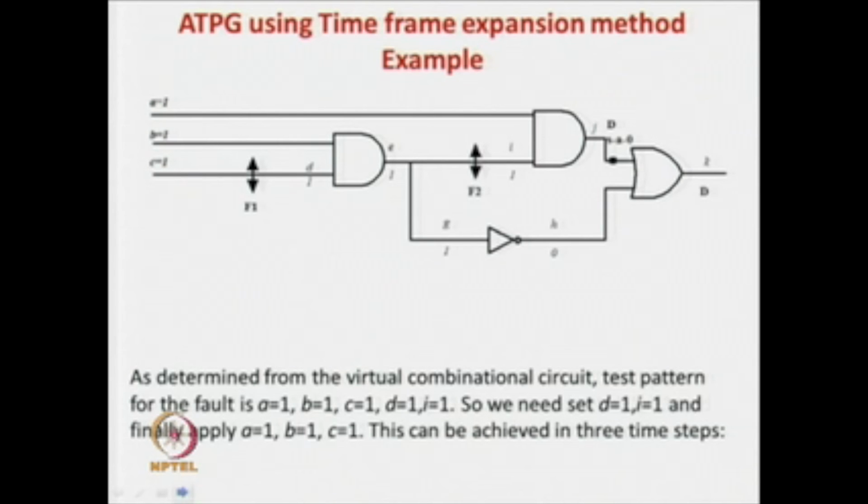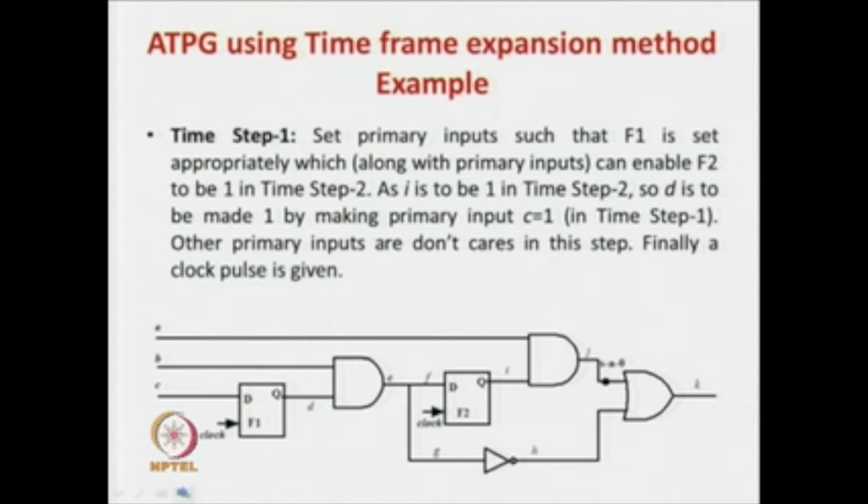So, what we do? This is the test pattern, as I told, you require D equal to 1, I equal to 1 to do this testing. So, we require to control this at level 1 clock, because this is level 1 flop, and this we require to do at the second clock pulse, because this is the level 2 clock. So, this is what is required. Now, you see this is time step 1.